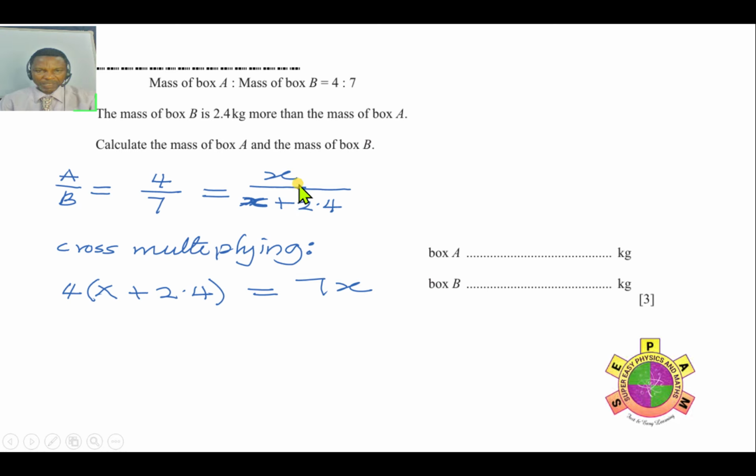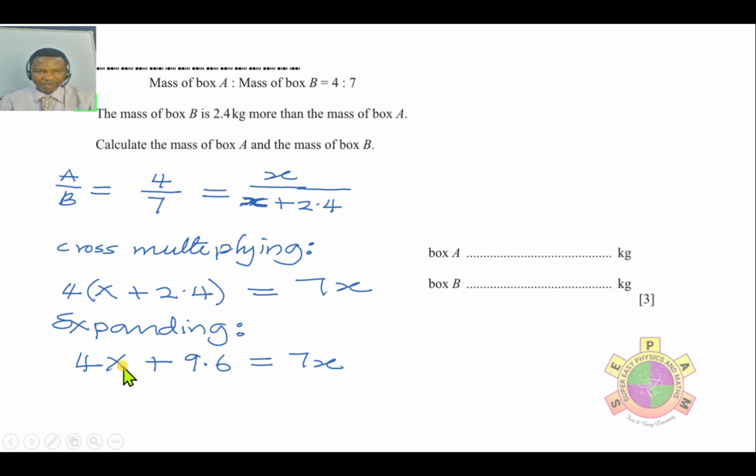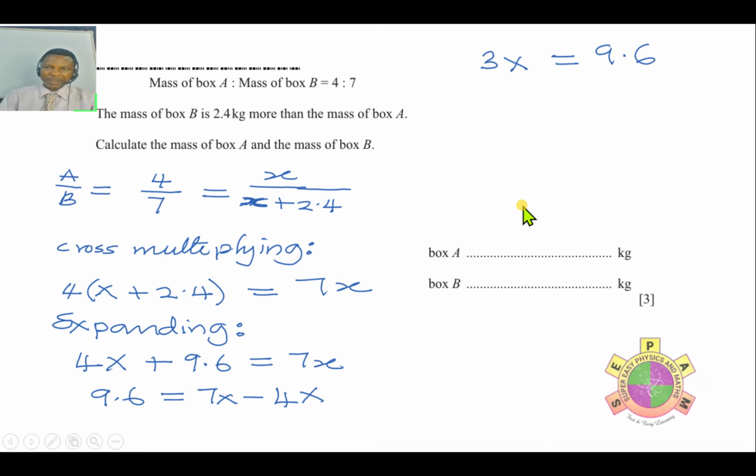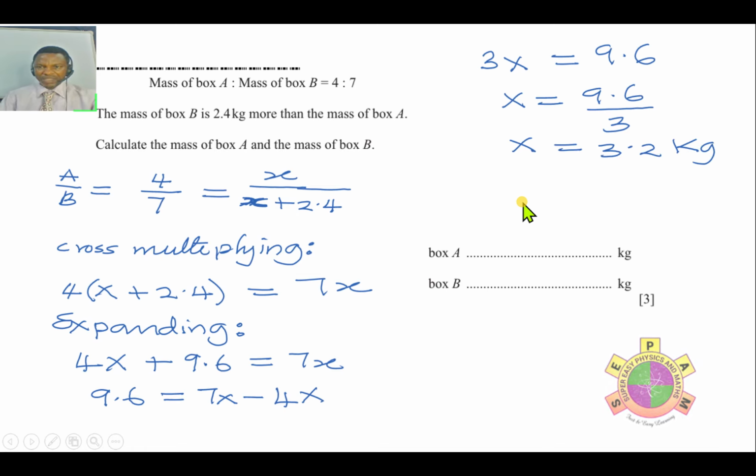If you cross multiply, 4 will multiply the denominator, and then 7 will multiply the numerator S. So then expand that. 4 times S will give us 4S. 4 times 2.4 will give us 9.6. Then that equals 7S. So solve this for the value of S, collect like terms, move this 4S to this side, that will give us 7S minus 4S, that is 3S. So 3S is equal to 9.6. Then divide both sides by 3, that gives S is equal to 3.2 kg.